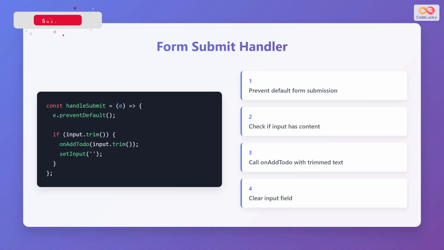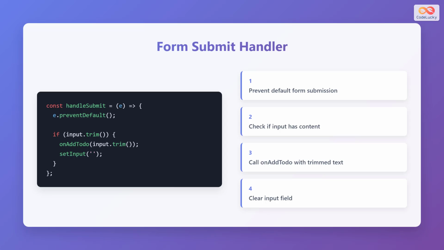Now, let's implement the handleSubmit function. This function will be called when the form is submitted. First, we call e.preventDefault to prevent the default form submission behavior, which would refresh the page. Next, we check if the input field has any content by calling input.trim.